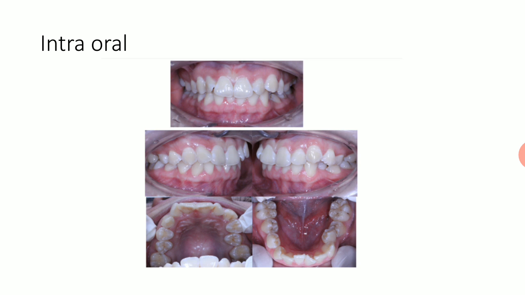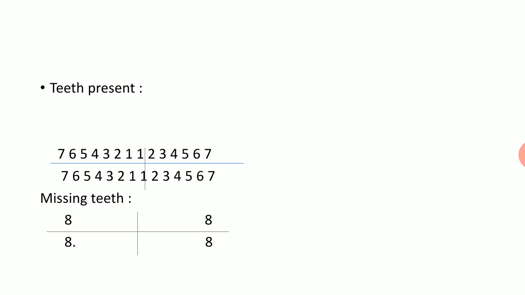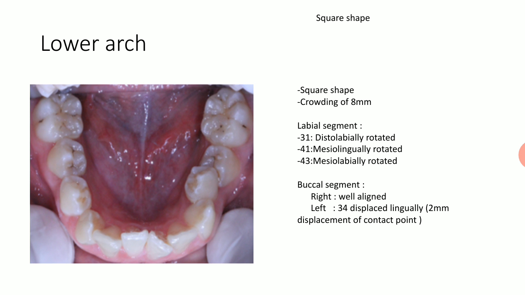This is intraoral photos of the patient. From intraoral examination, patient has good oral hygiene with minimal plaque visible, with normal oral mucosa, with pink gingiva with sharp interdental papilla. Teeth present, all teeth are present except for all 8. On the lower arch, it is square shape with crowding of 8 mm.